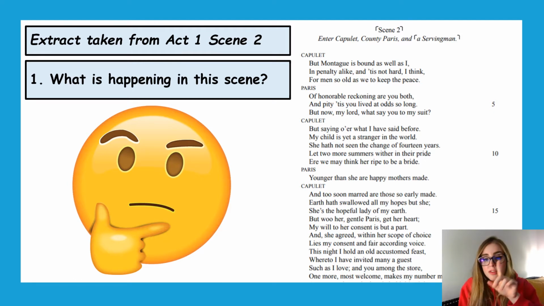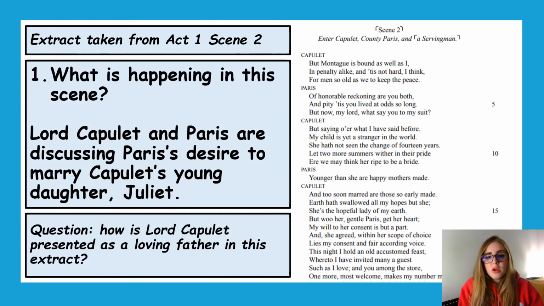Okay, so this extract is taken from Act 1, Scene 2, and whenever they give you an extract in the exam, there's always a very small blurb. In terms of this one, Lord Capulet and Paris are discussing Paris's desire to marry Capulet's young daughter, Juliet. The question that we're going to be looking at when we're approaching this analysis is, how is Lord Capulet presented as a loving father in this extract?